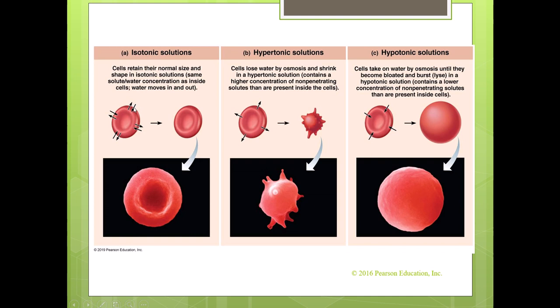If you place an animal cell in a hypotonic solution, where the surrounding solution has a lower concentration than the cell, then the water will come into the cell, and the cell will fill up like a balloon, which could potentially, if it filled up too much, lead to what we call lysis, which is like the cell bursting open.